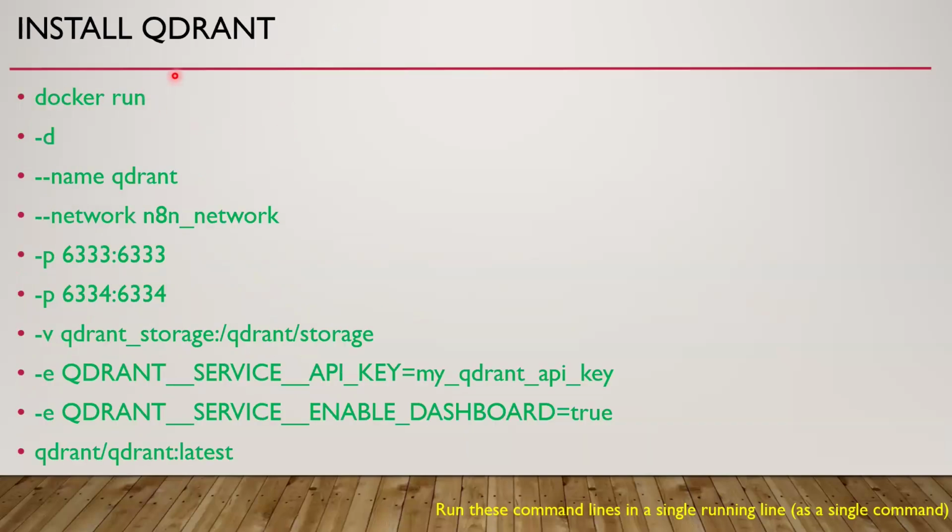This is the installation of Qdrant. This is required for persistent storage of vector embeddings. This is the command to install Qdrant. These are the ports, and this is the volume. And this is very important. We need to set the service API key so that we have both read and write permissions to Qdrant. And these are the images.